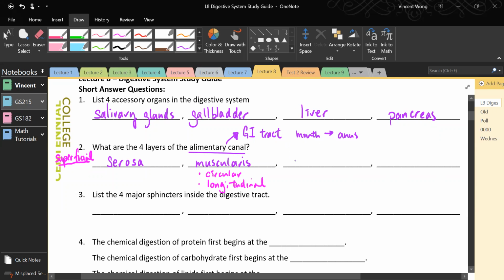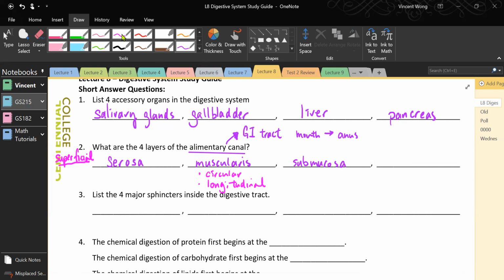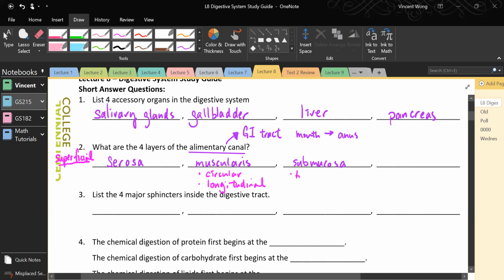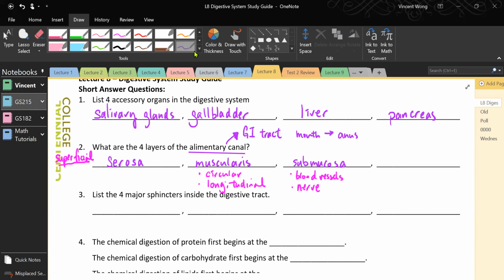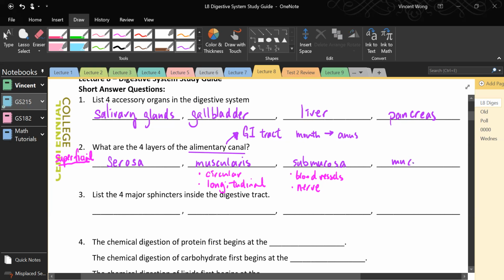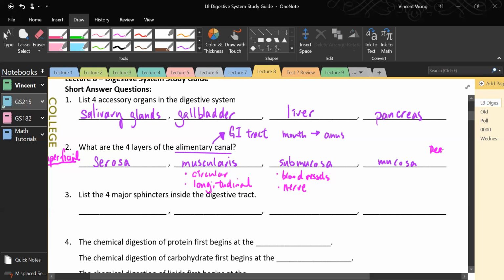Beneath the muscularis, we have the submucosa. Okay, the submucosa is where you will find things like blood vessels, nerve endings, and so on and so forth. And finally, we have the mucosa. Okay, this is the layer that is going to be in direct contact with your food. So most superficial layer, this is the deepest layer.